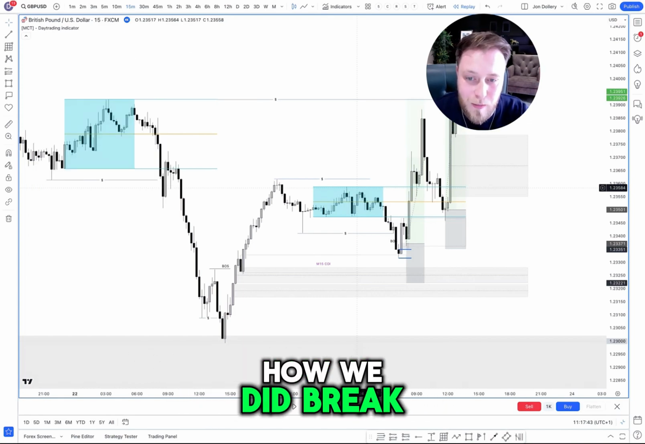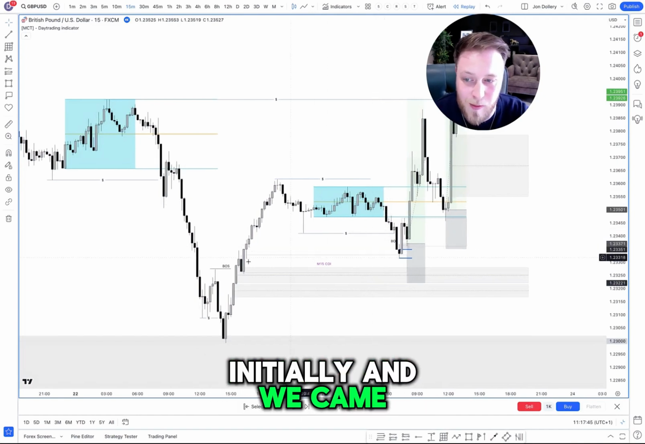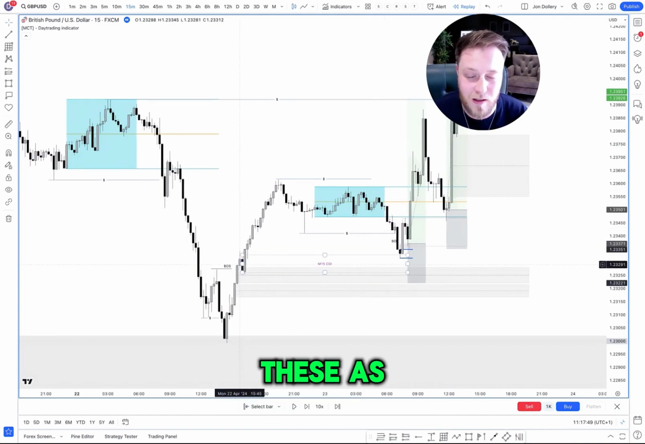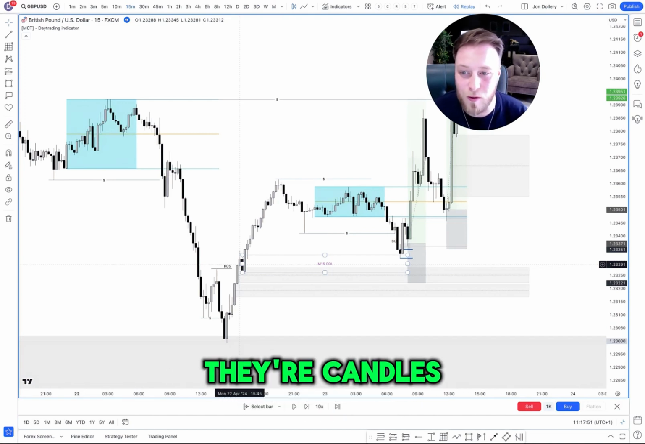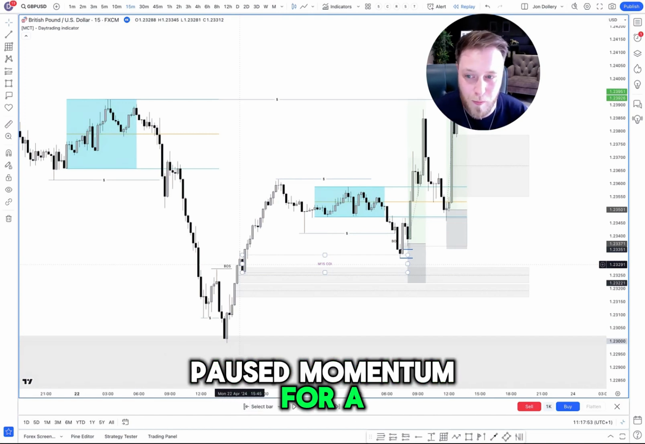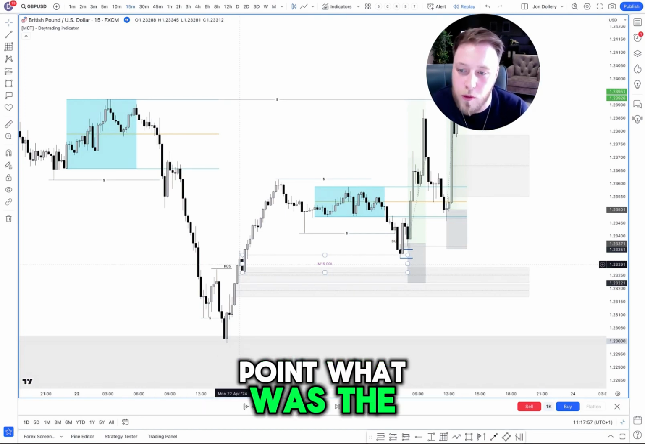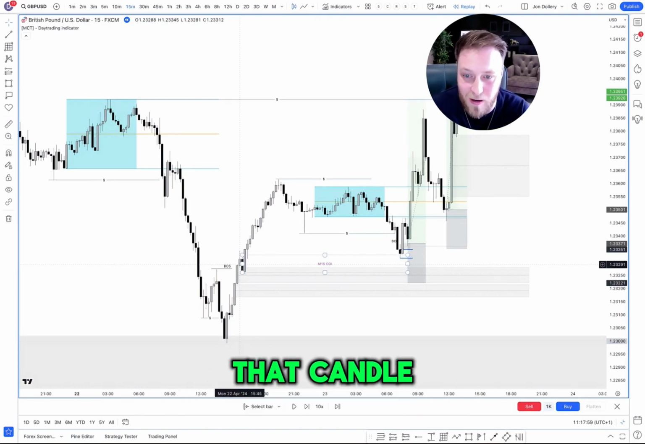So we can see how we did break out to the downside initially, and we came and mitigated here at this 15-minute candle of interest. I often refer to these as slight pit stop candles. They're candles that sort of paused momentum for a period of time and then immediately continued. So what was the point of it? What's the storyline behind that candle right there?